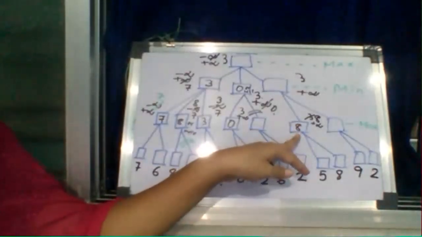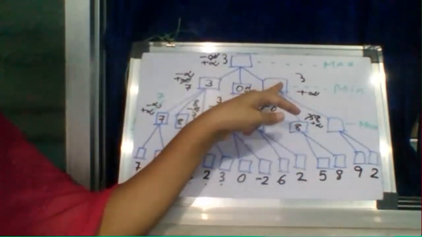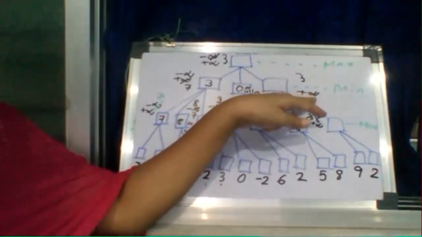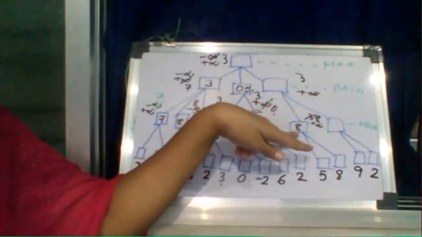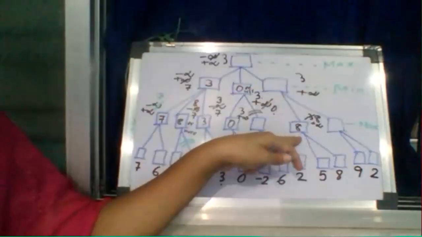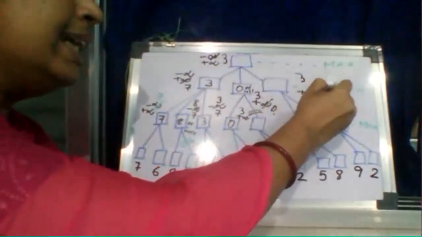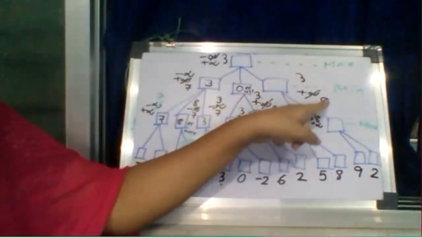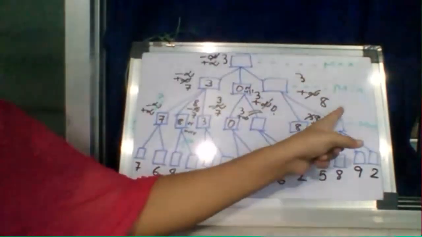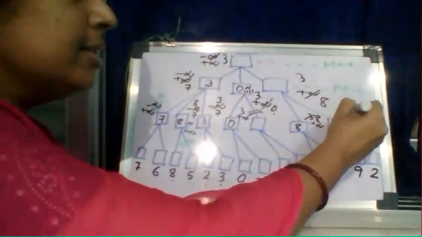As 8 is selected here, in the previous level min can modify the beta value. Beta is plus infinity here, and here the min player is getting the option of 8. As 8 is less than plus infinity, beta will be updated to 8. So now alpha is 3 and beta is 8. Again we go here with alpha 3 and beta 8. As alpha is less than beta, no pruning is done.